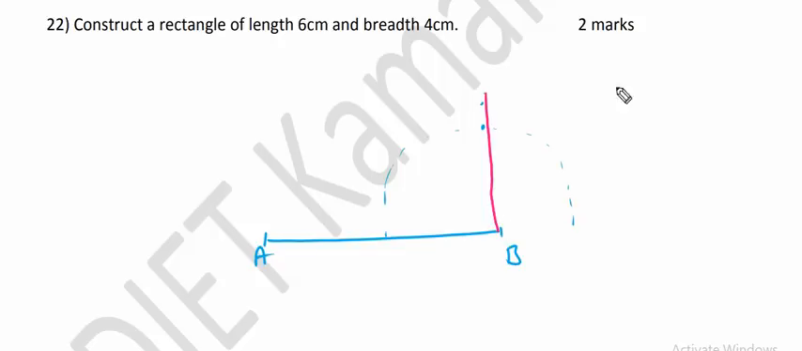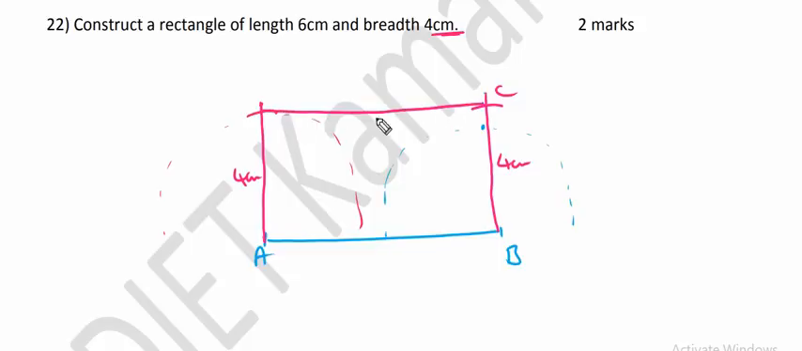Then the side is 4 centimeter, so by taking the compass you have to cut here. This gives you the 4 centimeter. So this is the place C. Then you have to mark another 90-degree angle here also. After marking the 90-degree you have to join these two lines, marking 4 centimeter here also. So this is also 4 centimeter. So we have to join this one. By joining this one you get this as D.